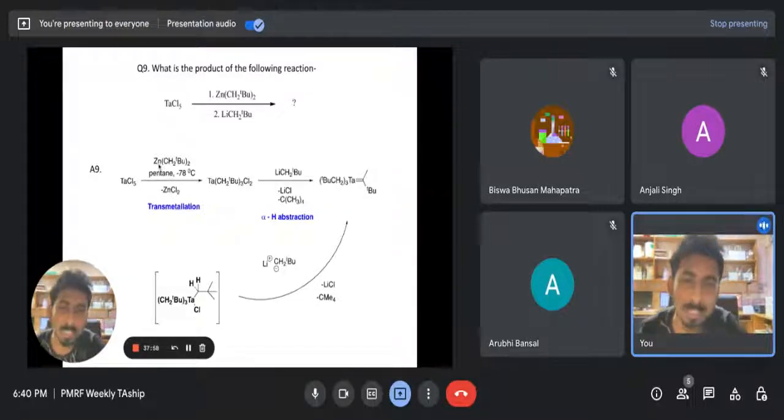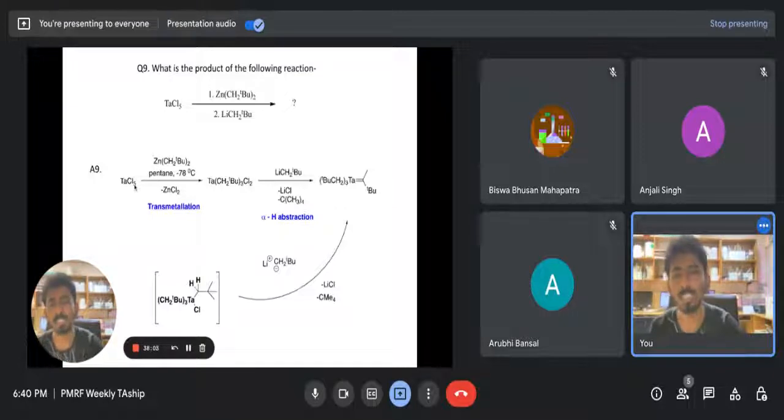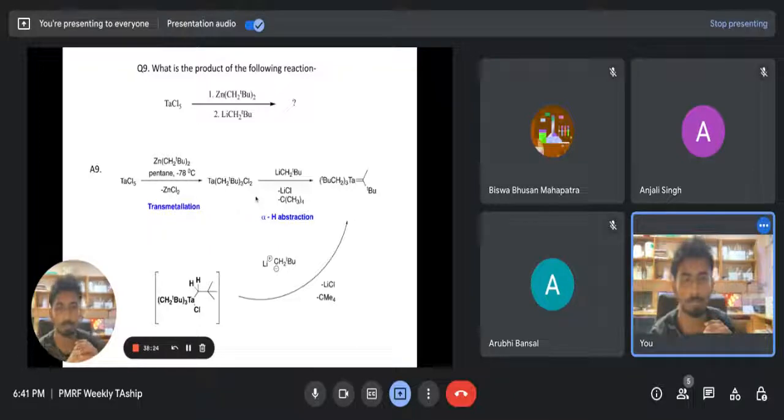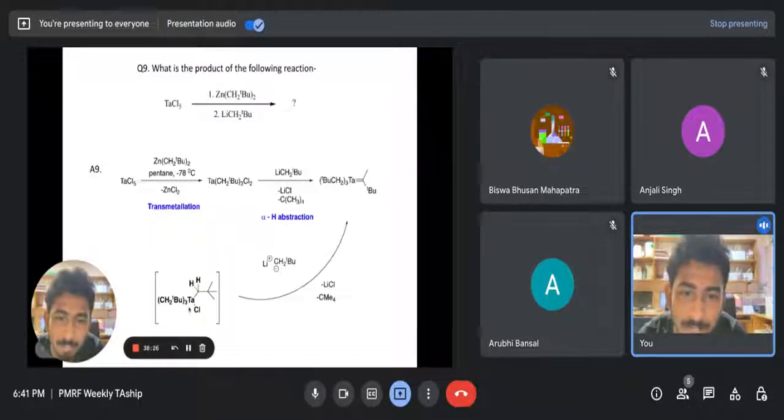Now we know that ZnCl2 is a very stable molecule. So Zn 2 plus will abstract 2 chlorine atoms from TaCl5. So tantalum is left with 3 Cl atoms, and we are left with this TaCl3(CH2 tert-butyl)2. Okay, so by transmetallation we are having this compound.